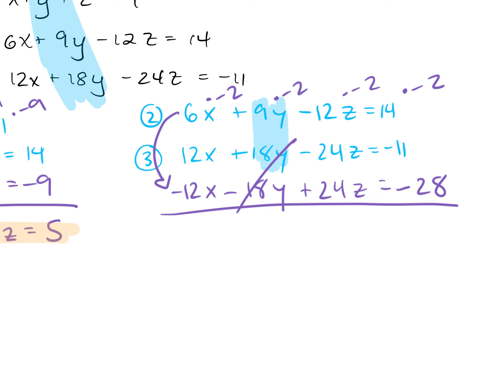Yeah. What's 12x minus 12x? 0. They cancel too. What's negative 24z plus 24z? 0. So what am I left with on the left side of my equation? 0. What's negative 11 minus 28? Negative 39. Does 0 equal negative 39? So what's my answer? No solution.